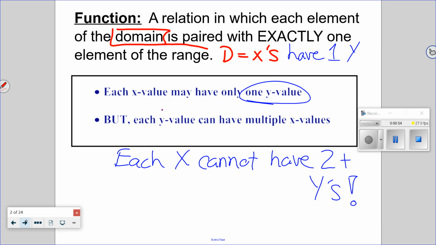A function is where the domain, remember that's the x's, each number in the domain has exactly one value of y that it's matched with. Y's can match with multiple x values. So you can have x equals 2 and y equals 5, and x equals 1 and y equals 5 also, and that's okay. But each x cannot have two different y's. You can't have x equals 2 and y equals 1, and also x equals 2 and y equals 5. That's not a function. That's a little bit mysterious at first, but if we do some examples, I think it will become clear.